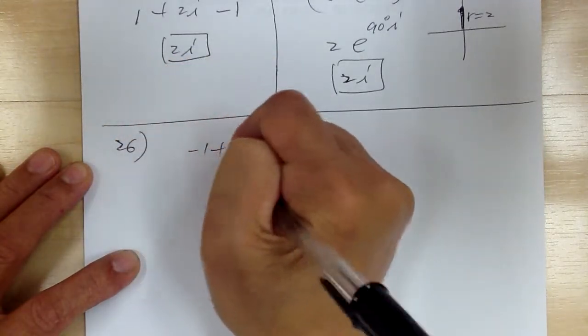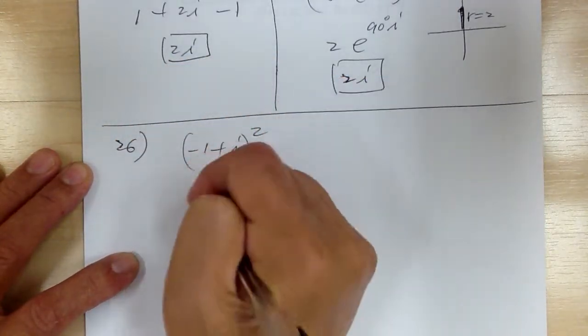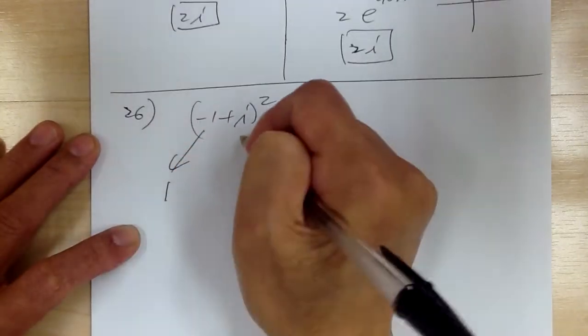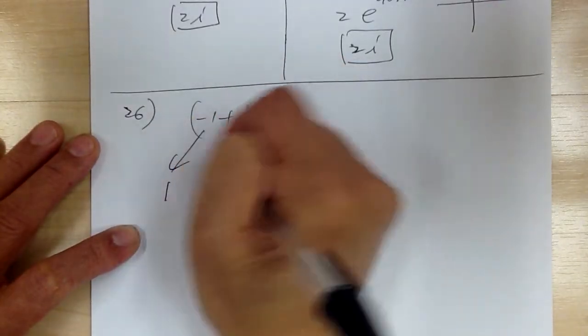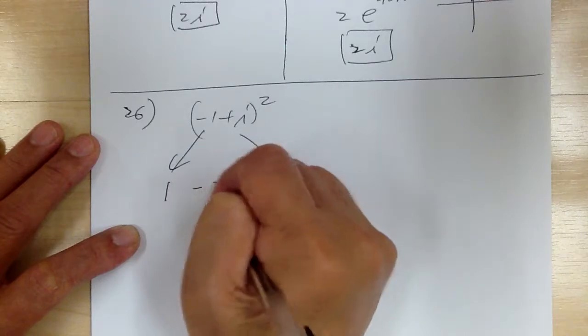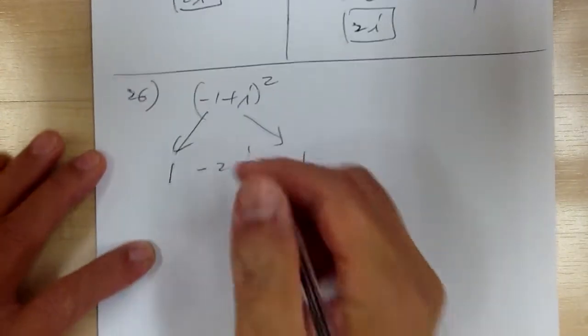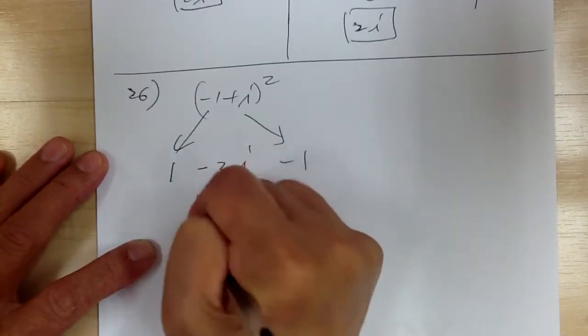You got -1 plus i squared. So again, you square that, you get 1. You square that, you get -1. The middle term, you multiply it together, you get -2i. This cancels out, so the answer is -2i.